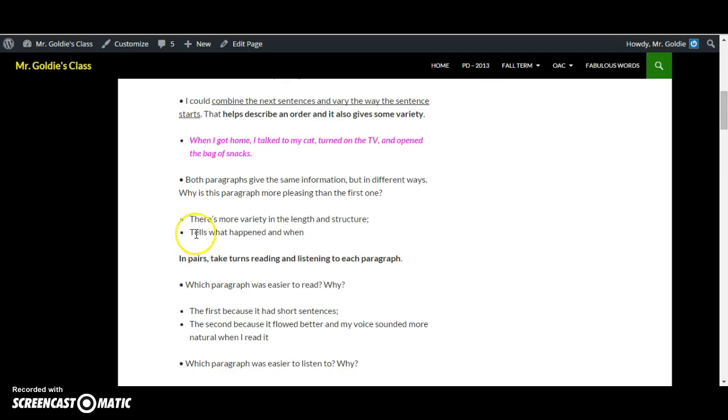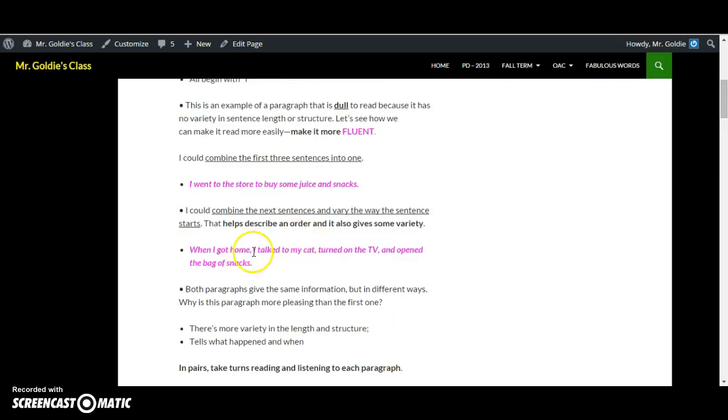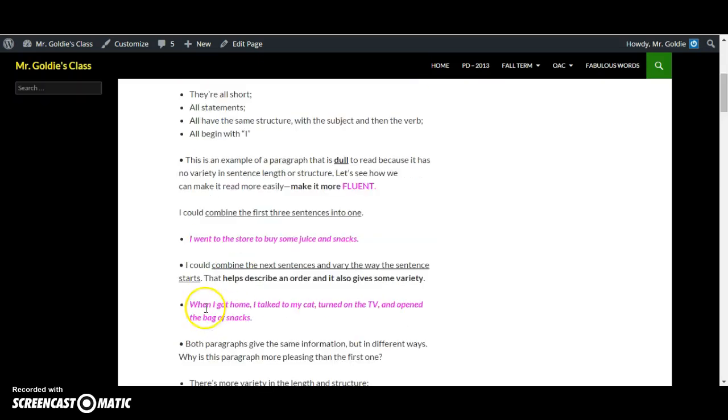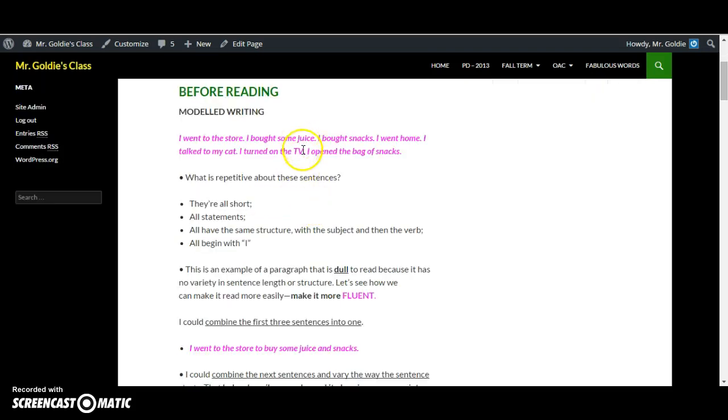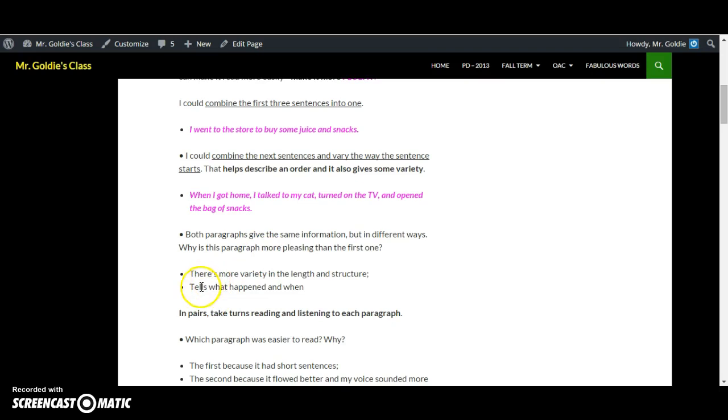Okay? Also, it tells what happened and when. So, using the words, when I got home, I did this. In this sentence, it just says, I went to the store. It doesn't say when. I bought some juice. It doesn't just say what happened. It tells also when it happened.